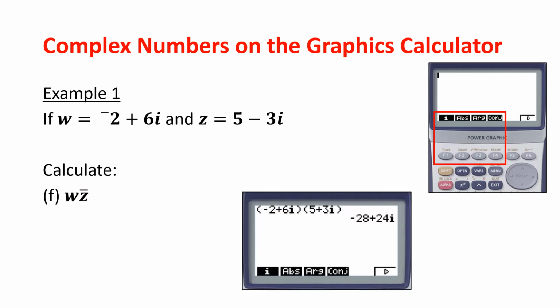One way is you type in w, minus 2 plus 6i, and then you either just remember that the conjugate is 5 plus 3i, or the other way is to type in w, minus 2 plus 6i, and then times by, and if you push F4, it brings up the conjugate, and when you type in z, you type in 5 minus 3i, the original z, because the calculator works out the conjugate for you. I'm not quite sure why you can't remember that the minus turns into a plus, but that's okay.